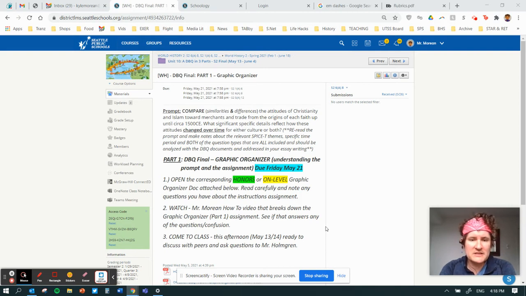Reread the prompt continually. Make notes about the relevant SPICE-T themes you notice, specific time periods mentioned in the question, and both, there are two, of the question types that are included. All of these elements need to be analyzed with the DBQ documents and addressed in your final essay. So part one is all about getting our bearings to this assignment and to this question.